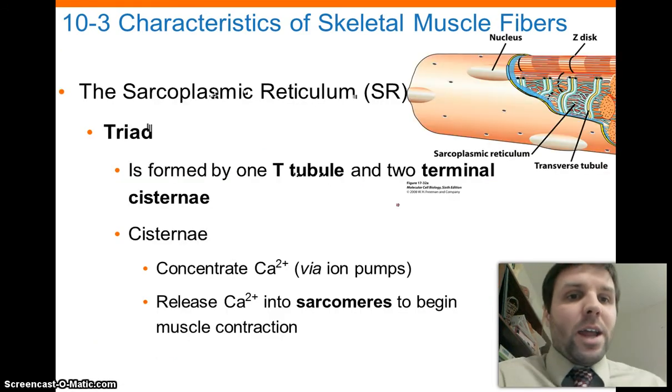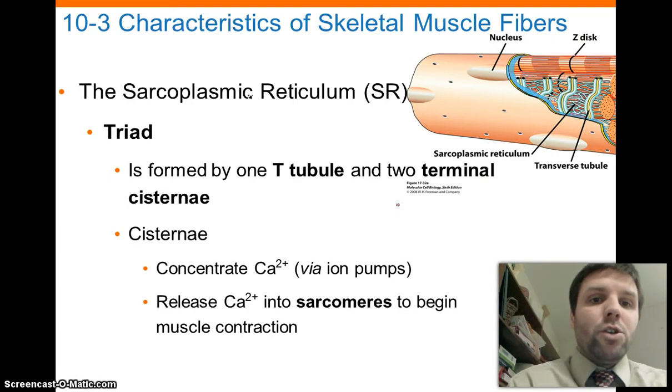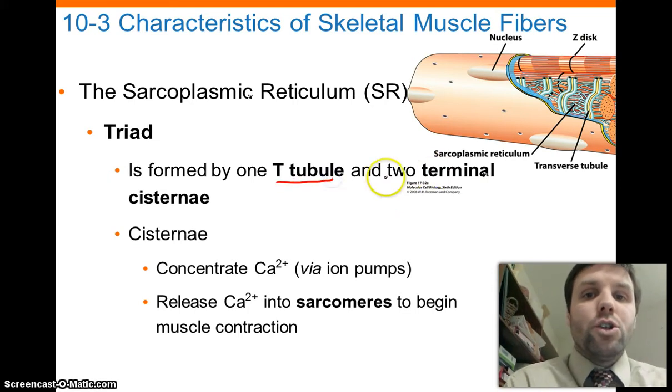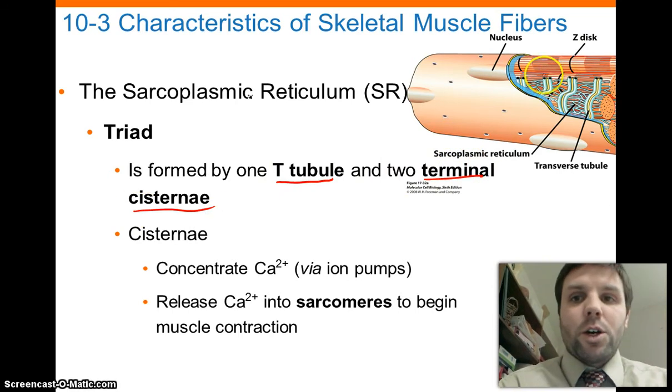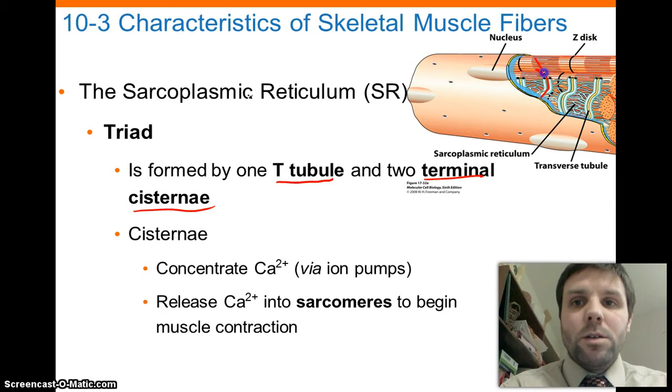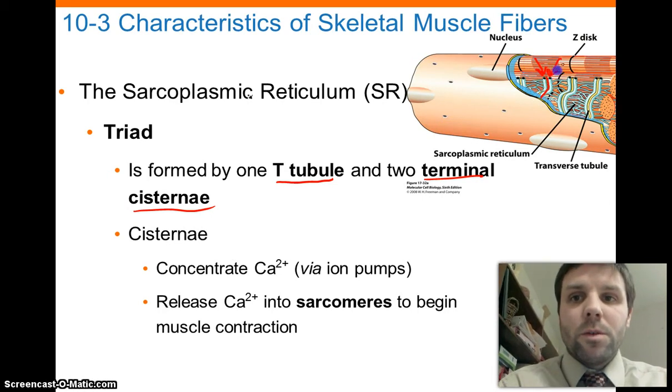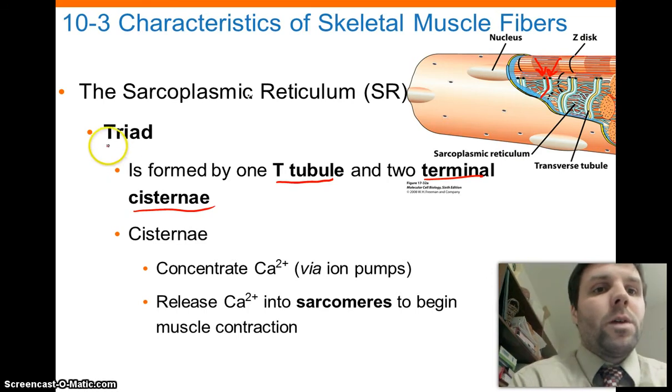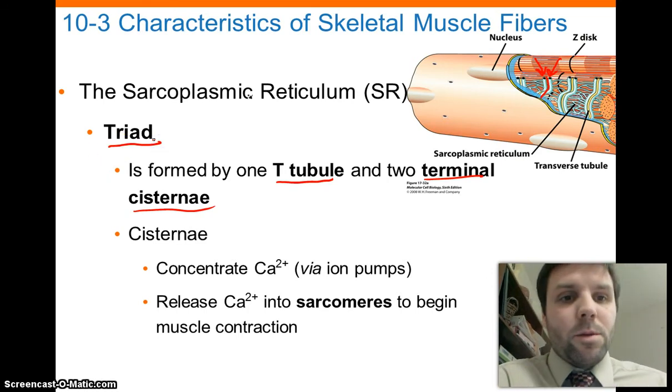Okay, together, the T-tubule and two terminal cisternae. Keep that in mind. The terminal cisternae that occur on either side. So here's a T-tubule, and you have 1, 2 terminal cisternae on either side. That makes 3 things. Well, we have a triad here. Okay, that's the term for it.